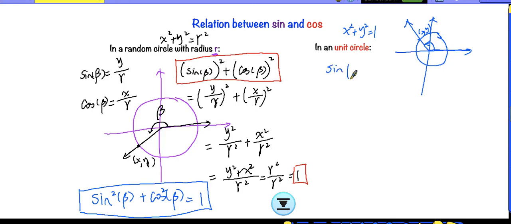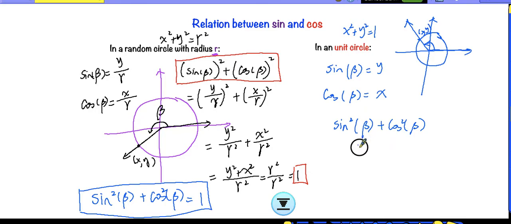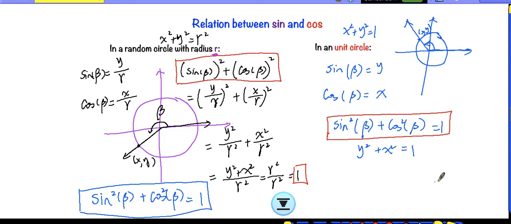Still using beta, sine beta is going to be y, and cosine beta is going to be x. This only works in the unit circle. If we do the same thing and square them, again this time using this symbol, y squared plus x squared equals what? Equal to 1. So no matter what kind of circle we're talking about, we can always find this pure fact: sine squared plus cosine squared equals 1.